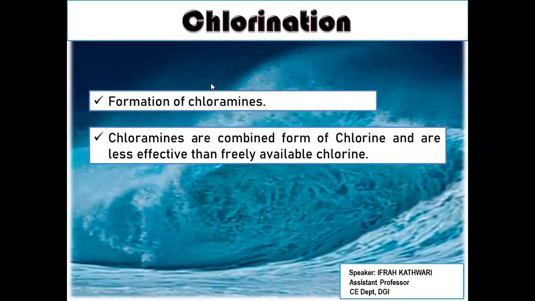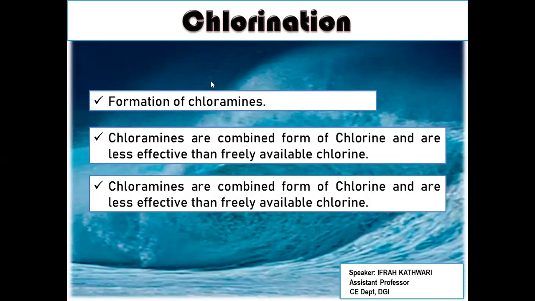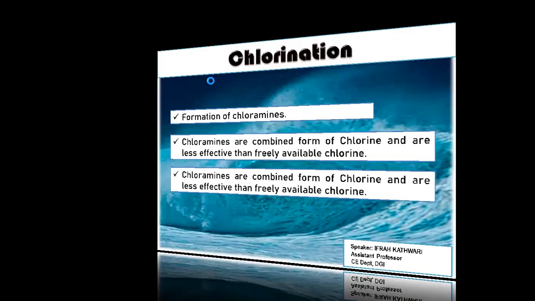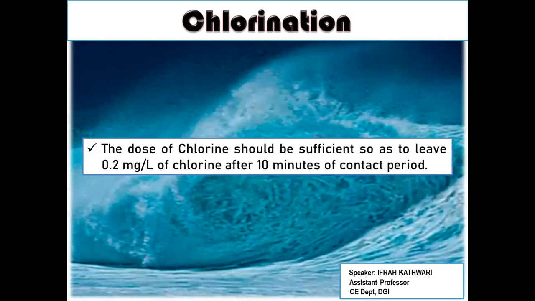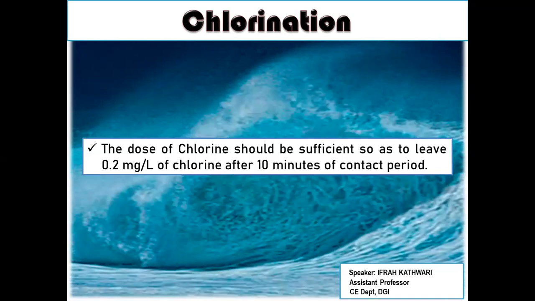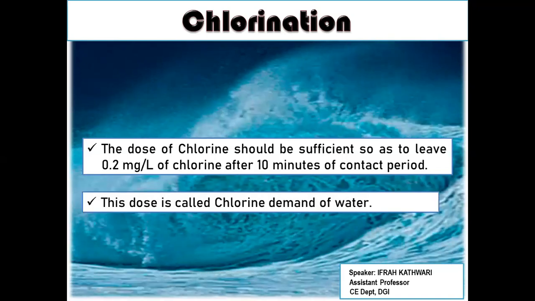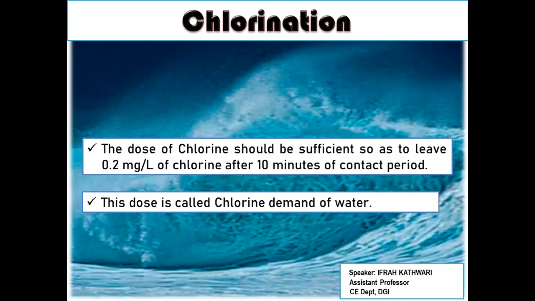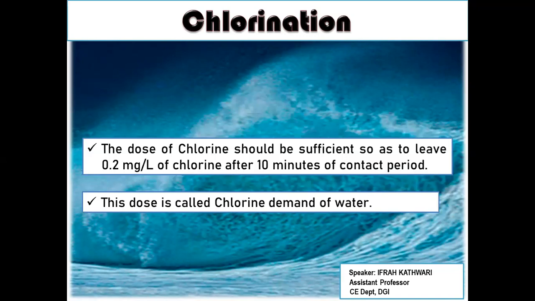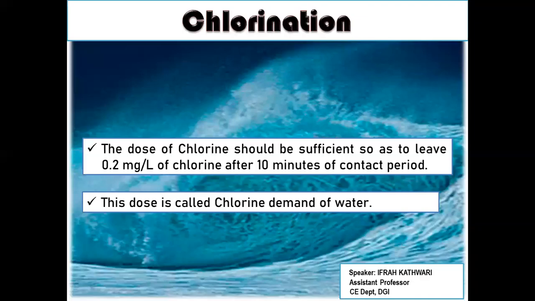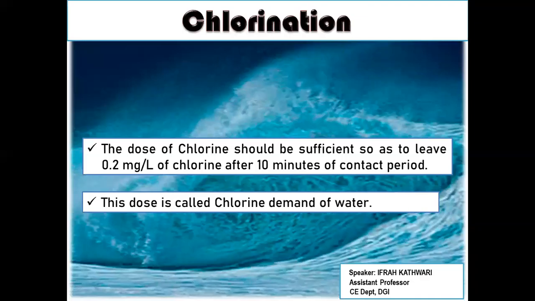The other thing that you need to know is the dosage of chlorine. The dosage of chlorine should be around 0.2 milligram per liter. Okay, so this is the dosage of chlorine that is sufficient. This is known as the chlorine demand of water.